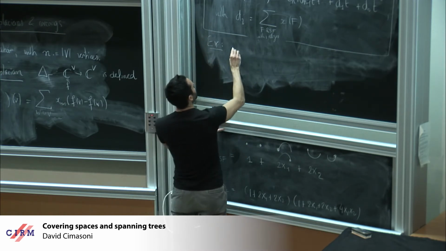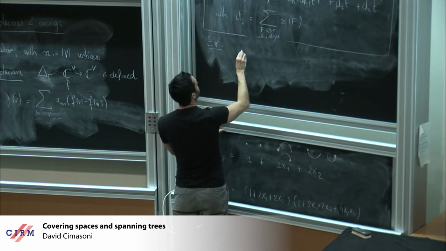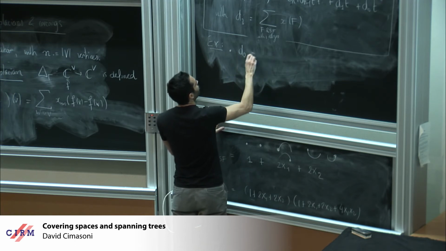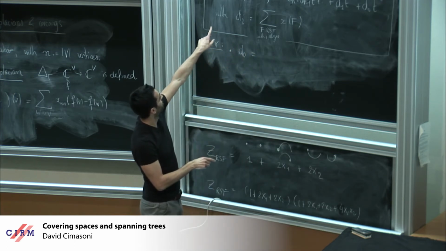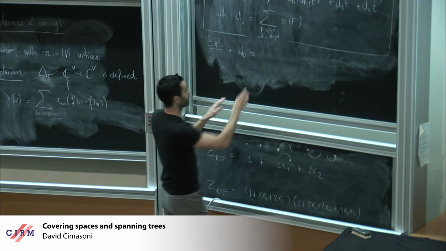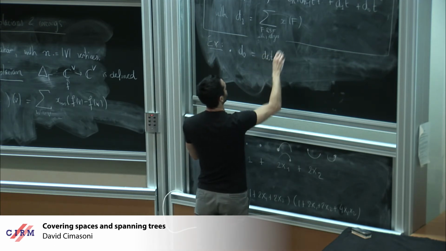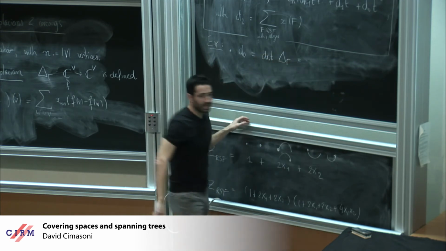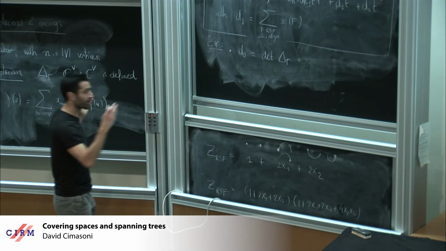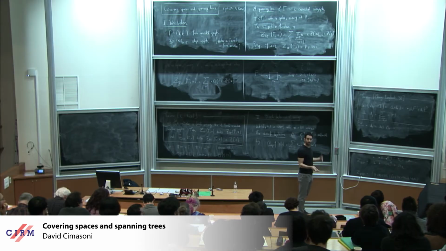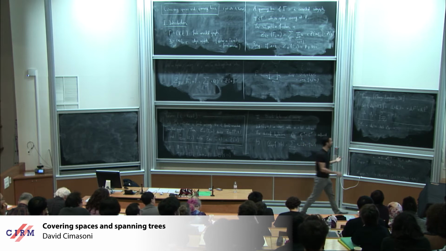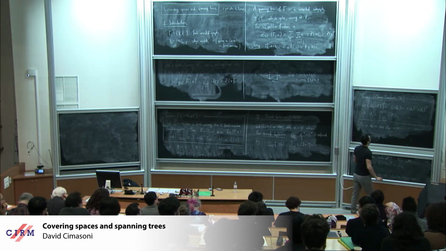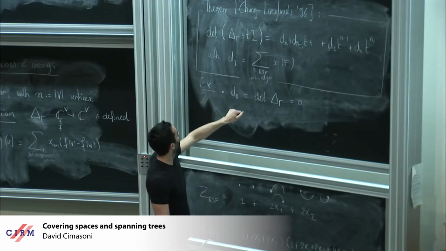Let's take the n equals 0 case. So d0, what is it? d0, this is the determinant of the Laplace operator, right? And as Raphael said, if you take the Laplace operator and you sum all the lines or all the columns, you get 0. So its determinant is 0. So this is 0. And does this make sense?